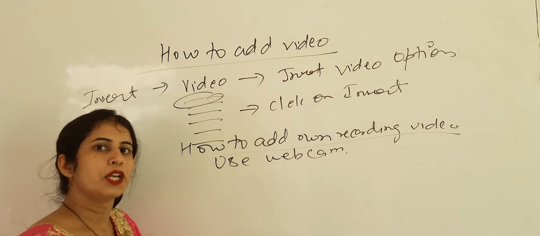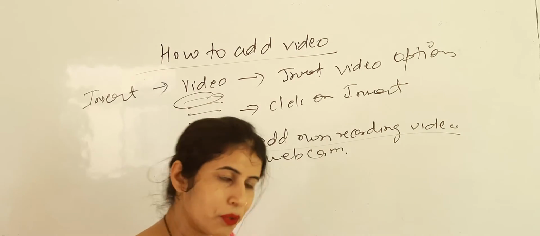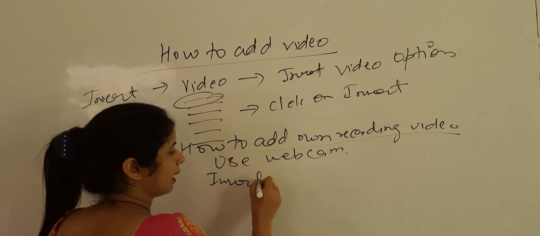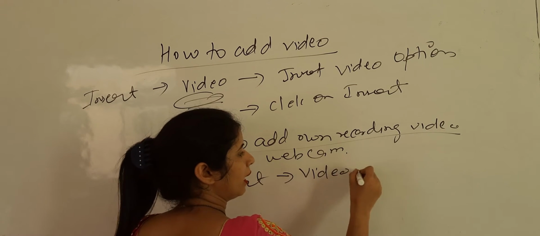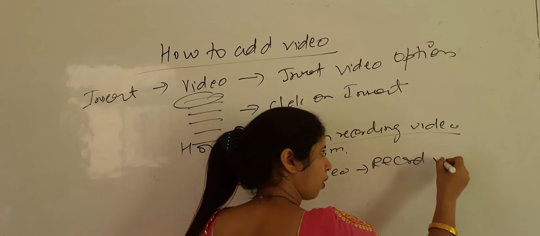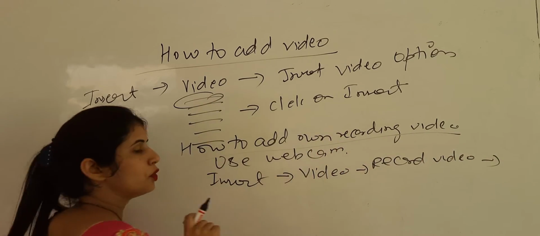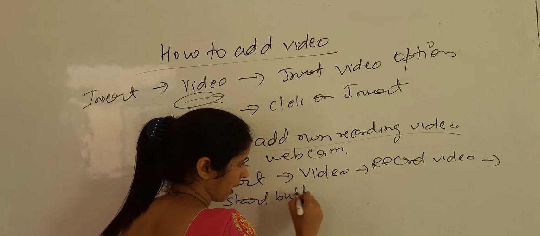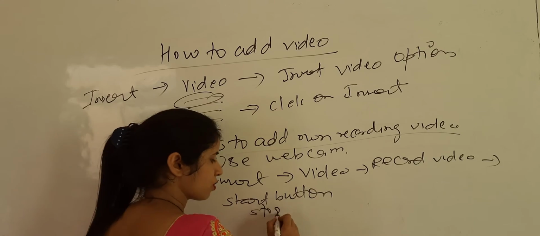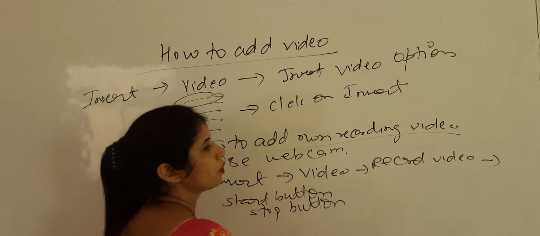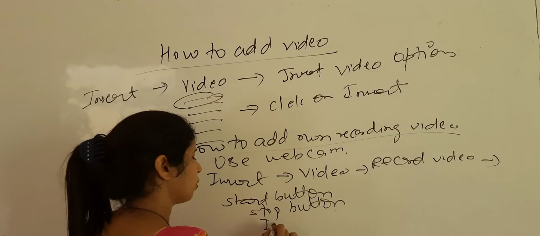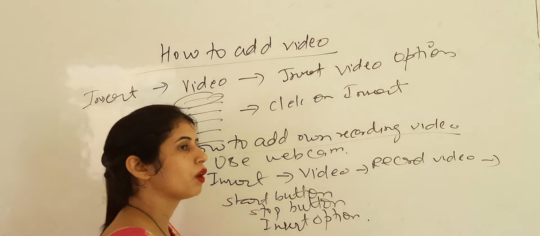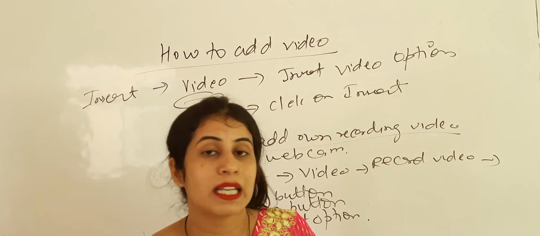With its help, you are able to record your video. The steps are the same. You have to click on the insert tab, then click on video. Here you have to click on record video. Then you will start to record with the help of the start button. If you have finished, click on the stop button. And if you want to insert it, you will click on the insert option.